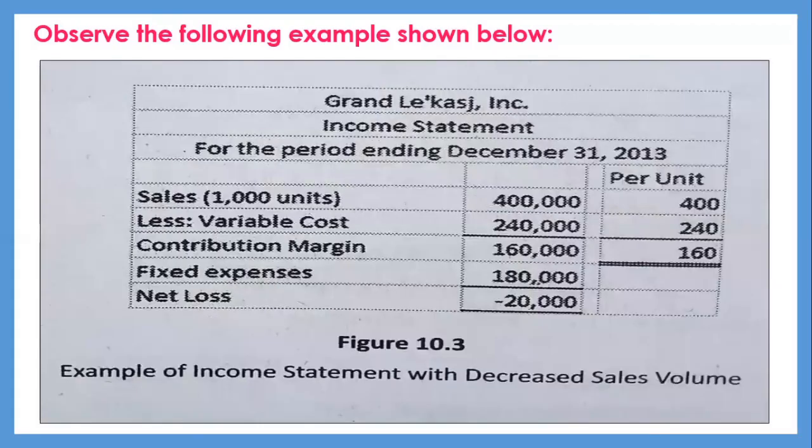On the other hand, for sales volume decreases, observe the following example shown below. Again, this is still an income statement of Grand Lecas Incorporated for the period ending December 31st, 2013. As you can see in figure 10.3, this is an example of an income statement with decreased sales volume. As the sales decrease to 1,000 units, so will the variable cost in direct proportion, and the fixed cost remains constant throughout the operation. This time, the company suffered a loss because of the reduced operation.